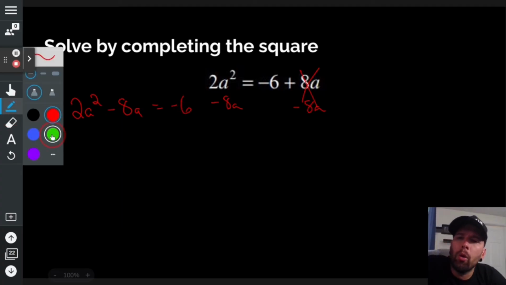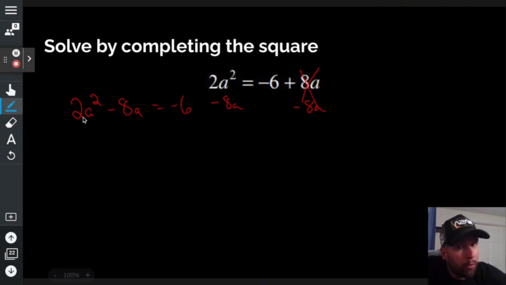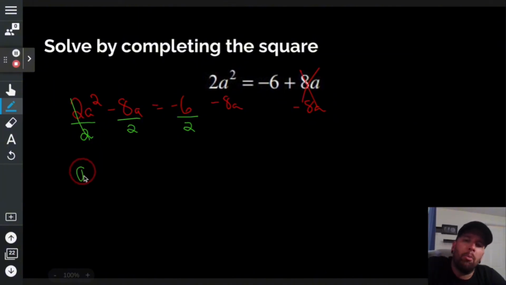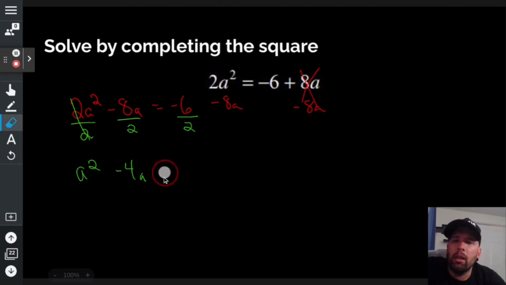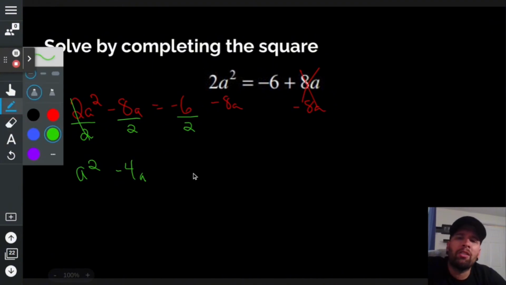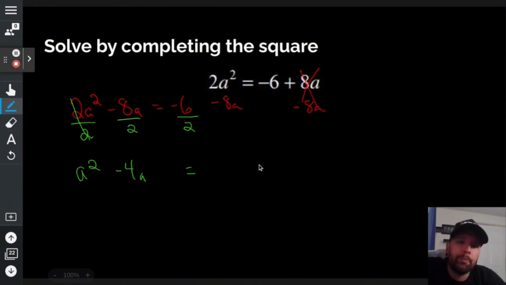Step number 2 is we have to get rid of the number in front of a squared. So we divide everything by that number, divide everything by 2. You go away and become a squared. Negative 8 over 2 is negative 4a. That's going to equal negative 6 over 2, which is negative 3. Now, I'm going to purposely leave myself some space, and you will see why. Over here, too, negative 3.